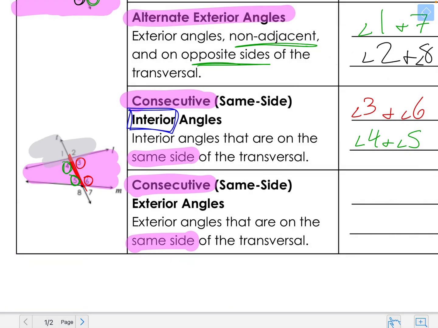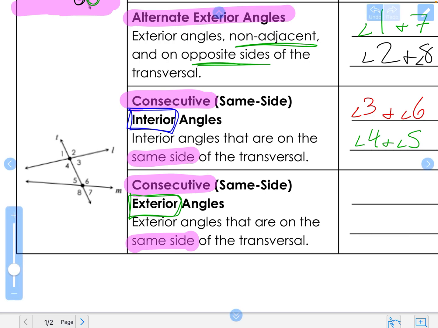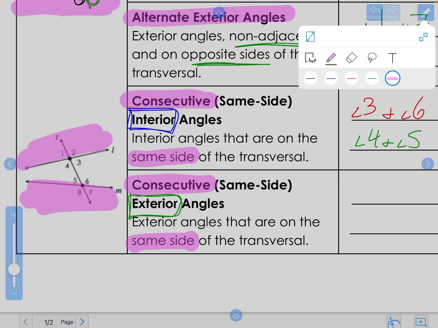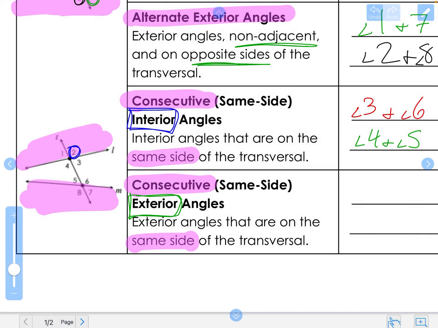So now let's look at consecutive exterior angles and see what that looks like. Again, exterior means it is outside of, so above or below, the two lines that are crossed by the transversal. So they're going to be there. Again, consecutive means they're on the same side. So if we have angle 2, it has to be on the same side of the transversal, which means the only other angle that's on the same side is going to be angle 7. So 2 and 7. And if we look at the opposite side, we have angle 1 and angle 8.